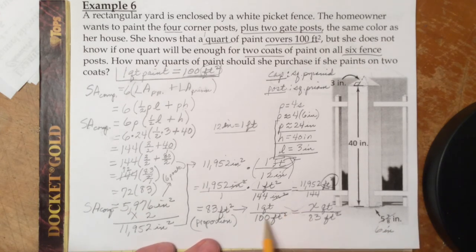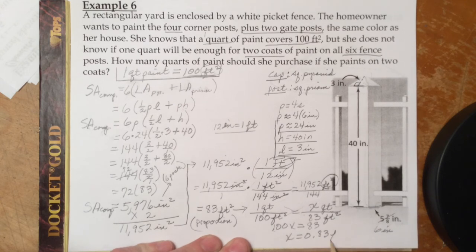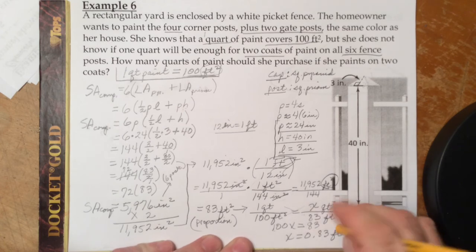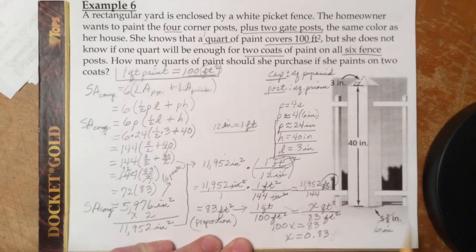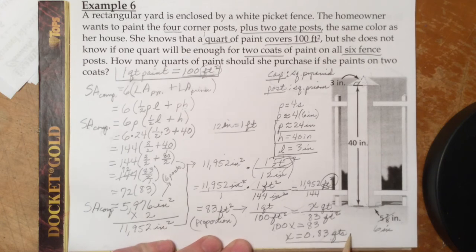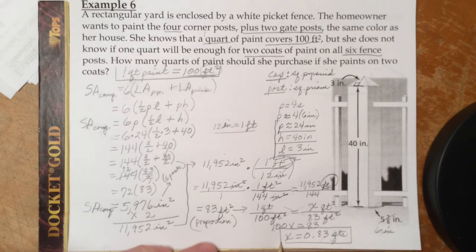Cross multiply, we get 100x equals 1 times 83, which is 83. Divide both sides by 100, and x is 83 hundredths of a square foot, or excuse me, quarts of paint. So we don't need quite 1 quart according to this.